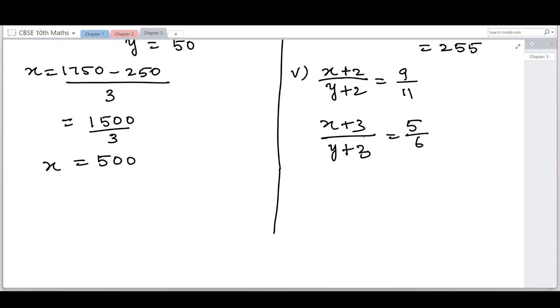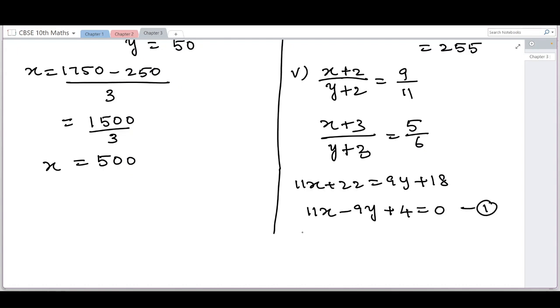So if you simplify them, you will get 11x plus 22 equal to 9y plus 18. So 11x minus 9y plus 4 equal to 0. So let us take this as equation 1. 6x plus 18 equal to 5y plus 15. So 6x minus 5y plus 3 equal to 0.